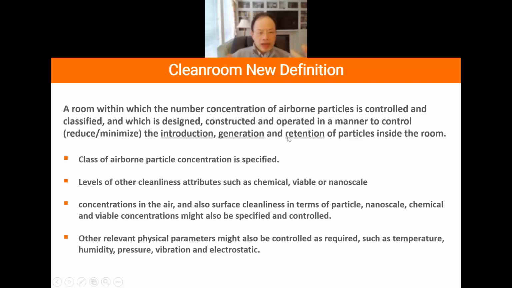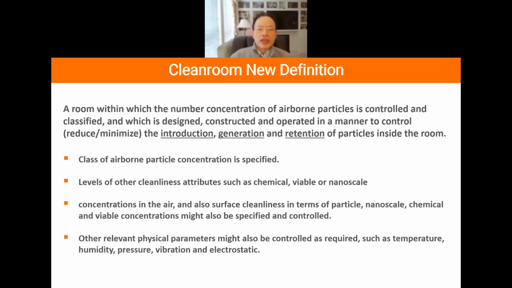Once you have a particle generated, first of all, you want to minimize it as low as you can. Second is to reduce the introduction from location A to location B, and also to minimize particle migration from the adjacent space. Reducing retention means once it is generated, you find an effective way to let the particles exit, to return, or exhaust airstream.